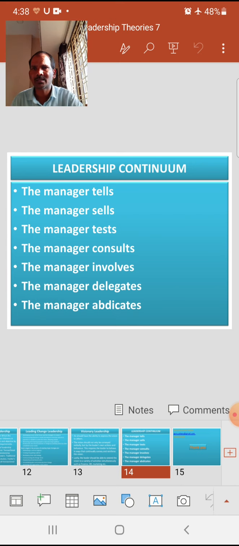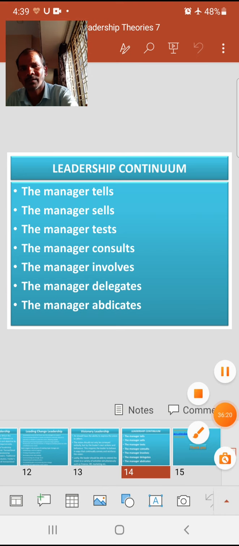Tannenbaum and Schmidt thought that there are two other factors to be taken into account when selecting a style. One was the demands of the situation. For example, is the problem urgent or high risk? Does the organization culture allow the delegate styles? The other issue was whether the leader had skill and willingness to manage a full range of styles across the spectrum. Right, with this I'll conclude the session.